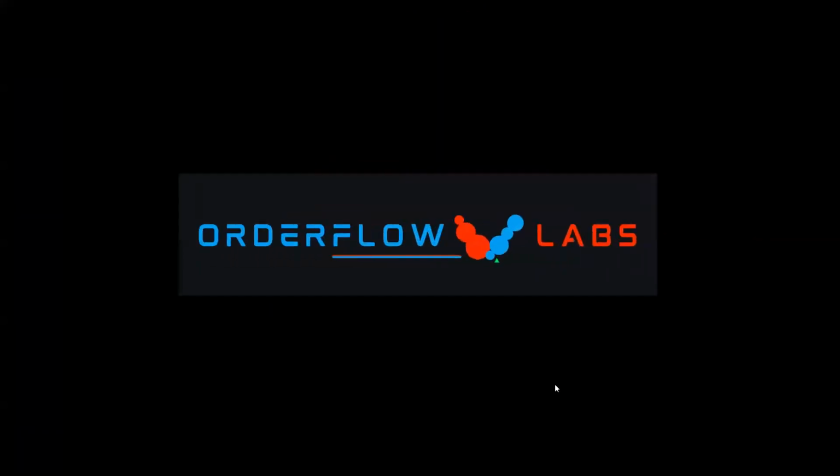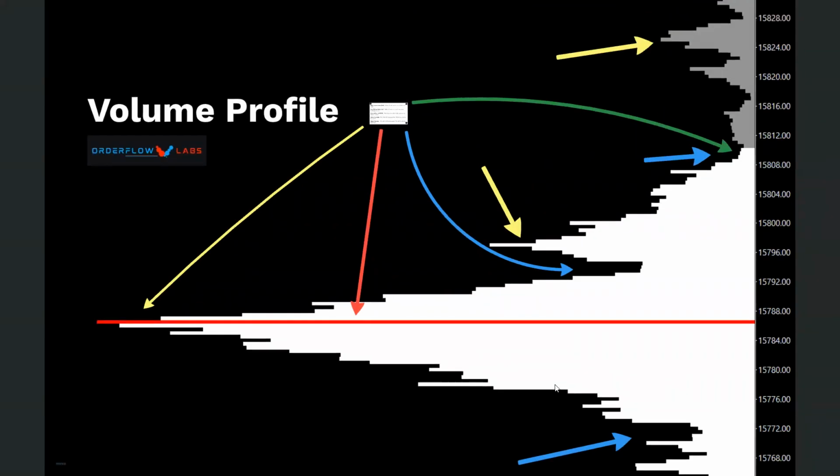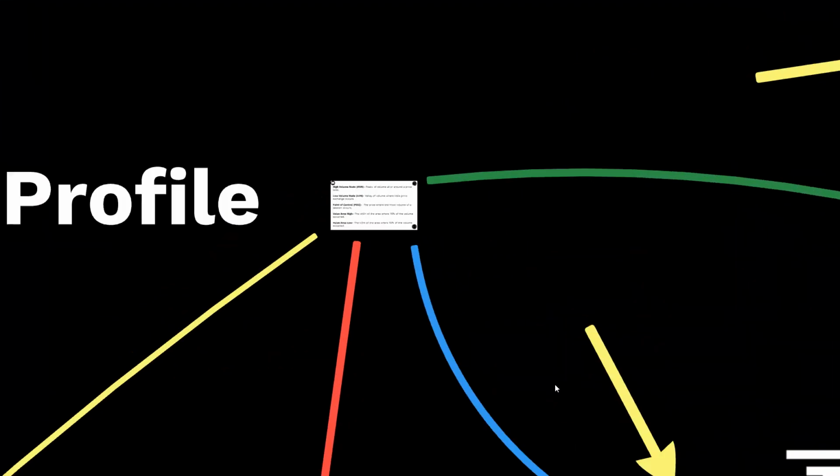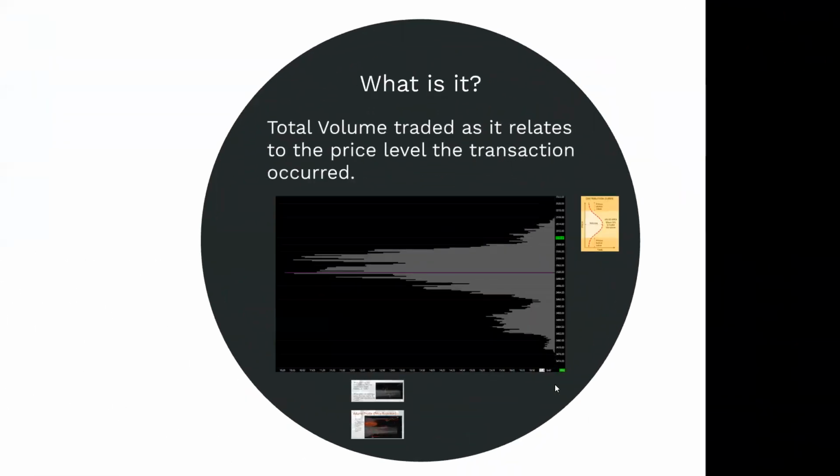So, the volume profile itself is a display of volume that occurs at the price of the auction. Instead of placing the volume below the candlestick that you're visualizing, this displays it on the y-axis where price has actually been, and you can see how much volume at that particular price has occurred. So it's the total volume traded as it relates to the price level the transaction has occurred.